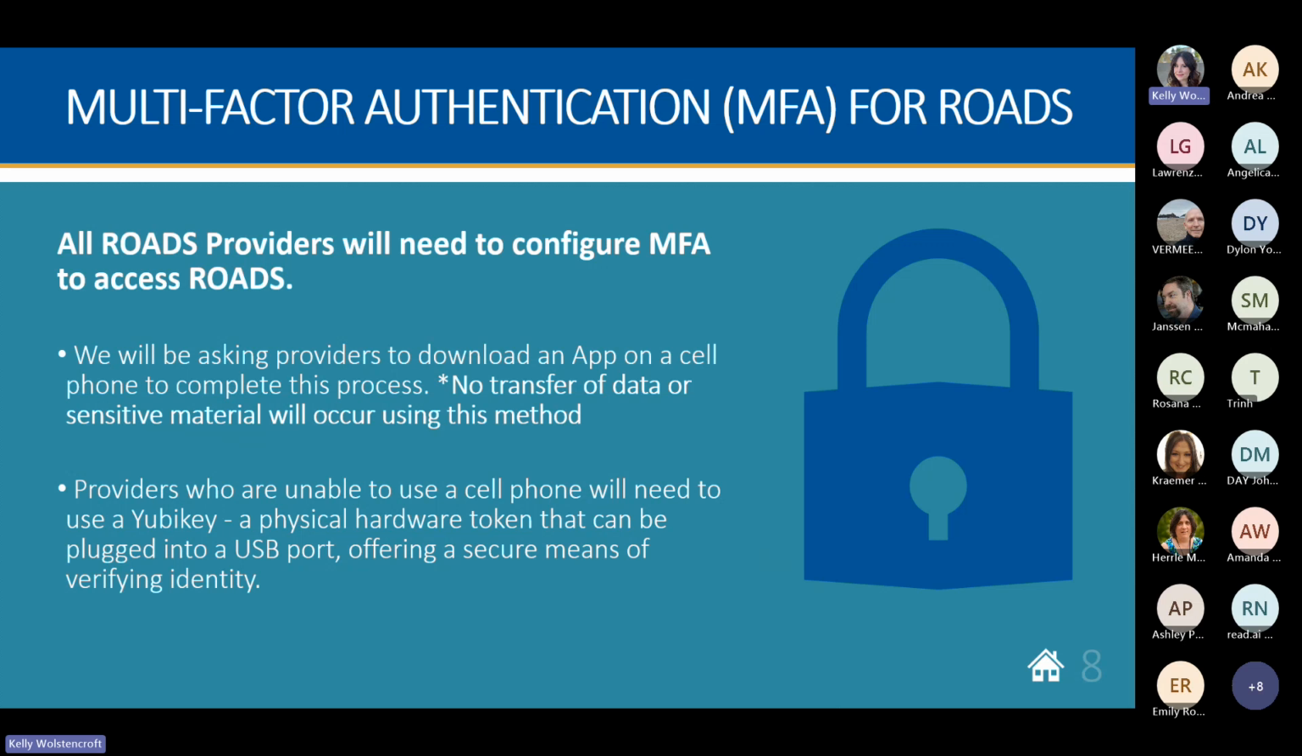And for providers who are unable to use a cell phone, we have a YubiKey as an alternative. That is a physical hardware token. It's plugged into your USB port, and it offers a secure means of verifying identity. The YubiKey will also require users to download an app, and there's only one YubiKey per device. It's assigned to you, and you have to use it in the workstation that's configured for that app and that YubiKey. So even though it is an option, it is not our recommendation.